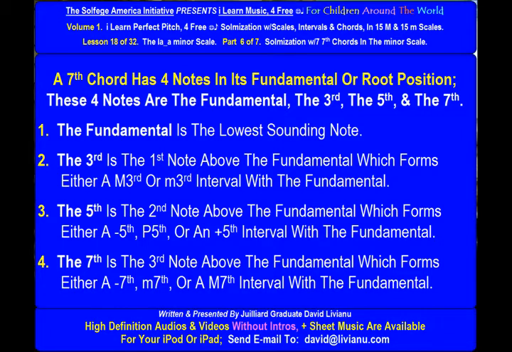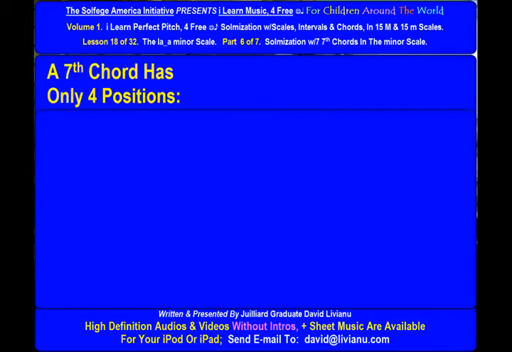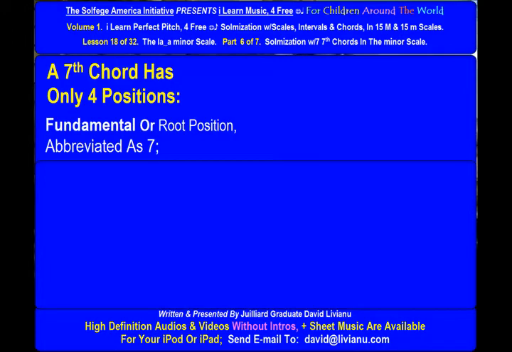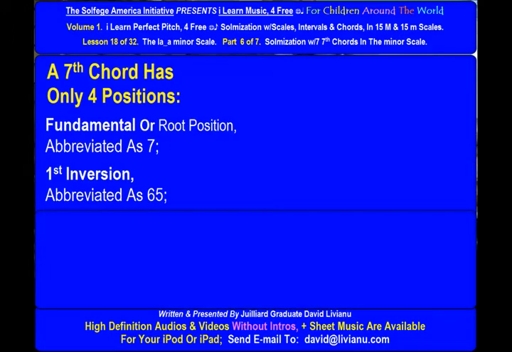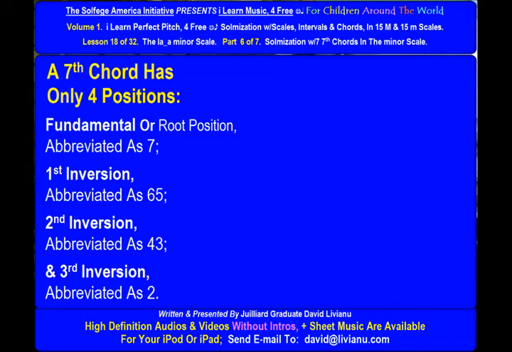seventh with the fundamental. A seventh chord has only 4 positions: fundamental or root position, abbreviated as 7, first inversion, abbreviated as 6-5, second inversion, abbreviated as 4-3, and third inversion, abbreviated as 2.